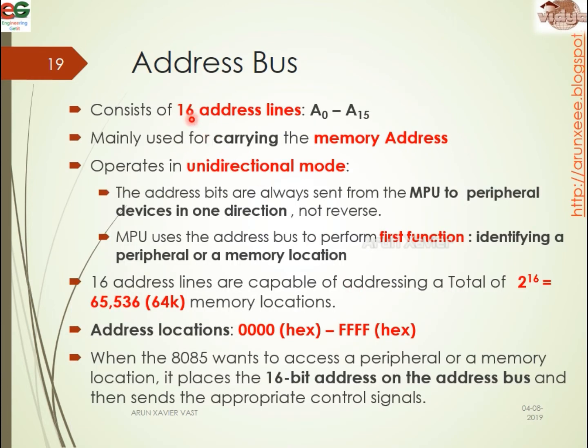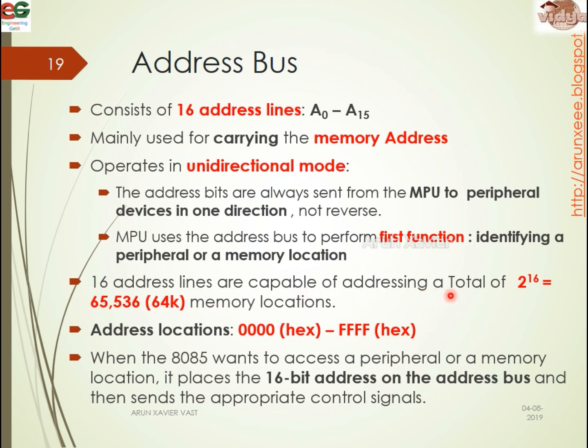Next we can check the address bus. The address bus is 16-bit lines, that is A0 to A15, and it is mainly used for carrying the memory addresses. This operates unidirectionally, that is all the addresses are coming from inside the MPU, not the reverse. That's why all the arrow marks are from the MPU to the external devices or the memory. And this address bus will perform our first function of the microprocessor, that is identifying a peripheral or memory location. So we need to identify first before doing the calculation and all the other items.